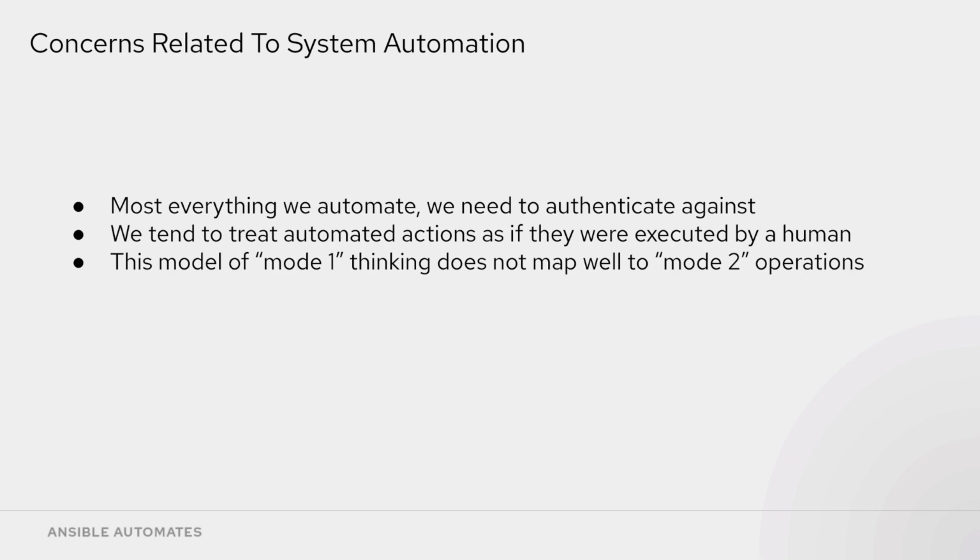Now, just going back to the basics of Linux and Windows system administration and network devices, some of the objections we hear when we talk to customers are that everything we automate, we need to be able to authenticate against. That means we need some way of authorizing: I am this person, I say I am, and I have the ability to access these resources. So we still tend to treat automated actions as if it were an actual human being sitting behind a keyboard performing these keystrokes, performing these mouse clicks.